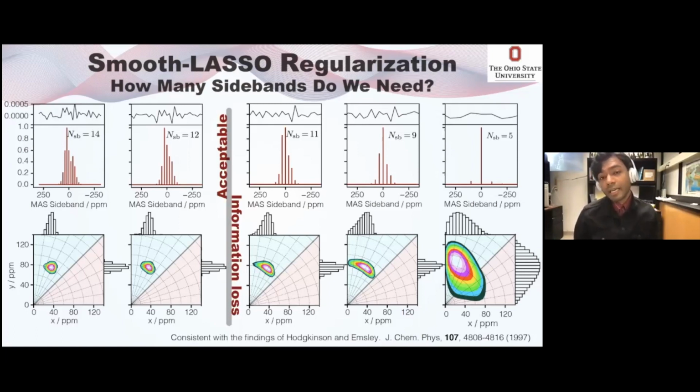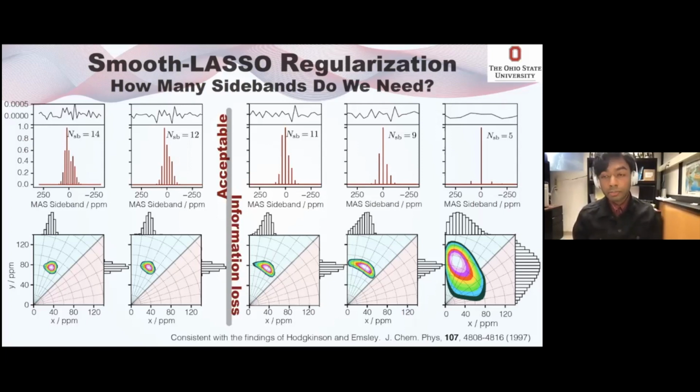If the number of sidebands reduces below that, then there's enough information loss, because MAS is a technique that gets rid of anisotropy. And the first parameter that you lose, or the first uncertainty that you develop, is in the asymmetry parameter. As you can see, by gradually increasing the spinning speed or decreasing the number of sidebands, the asymmetry is extended to the entire positive plane.